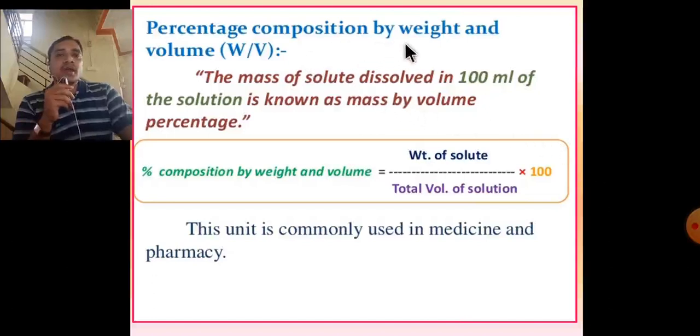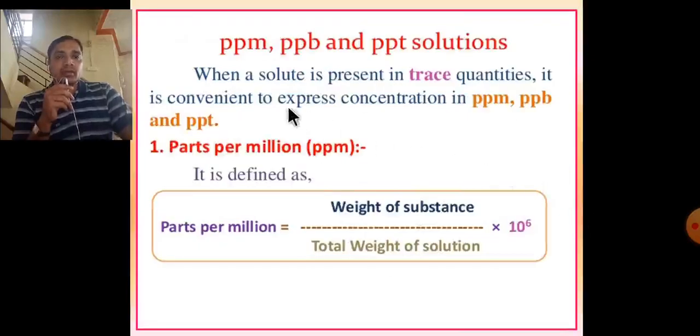Percentage composition by weight and volume, W upon V. The mass of solute dissolved in 100 ml of solution is known as mass by volume percentage. Formula: percentage composition by weight and volume is equal to weight of solute divided by total volume of solution into 100. This unit is commonly used in medicine and pharmacy.